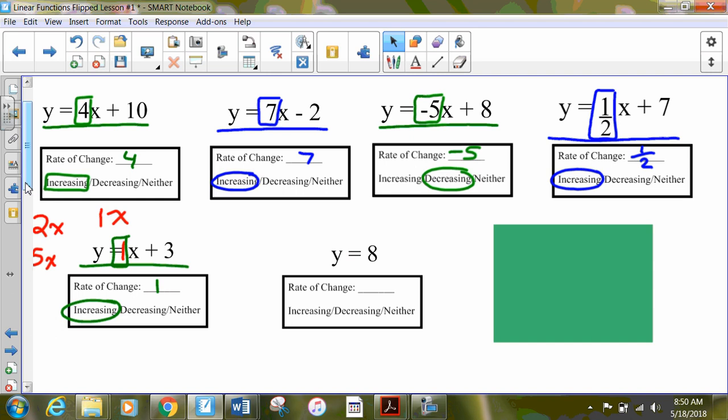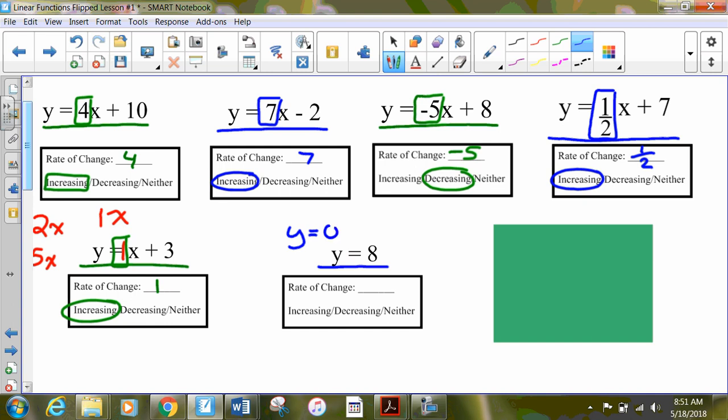Go ahead and write down this next one. It looks a little tricky, right? It's just short, y equals 8. Even though it looks different than the others, this is also in slope-intercept form. And I can hear you say, wait a minute, Ms. Overby, I don't see a slope. So here's the deal. You could rewrite it because you're right. We don't see an x, we don't see a slope. It's because the slope is 0.